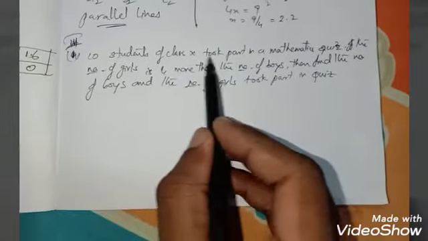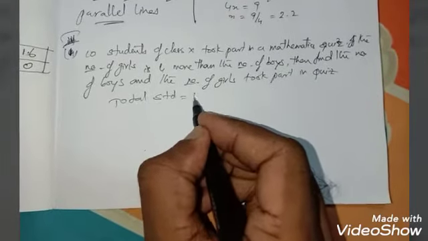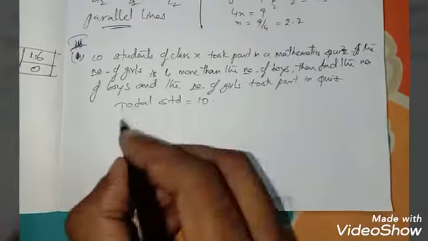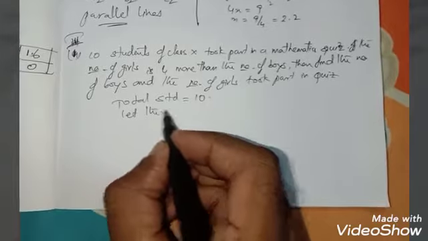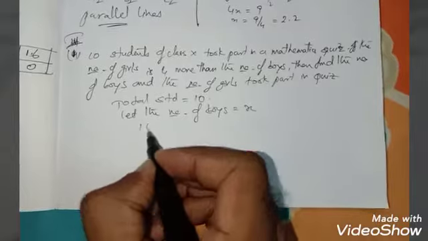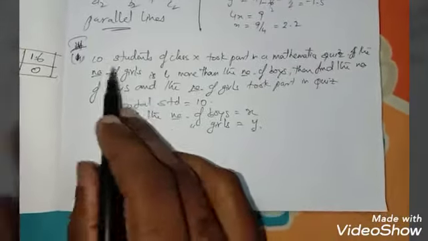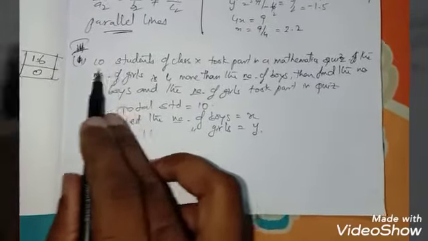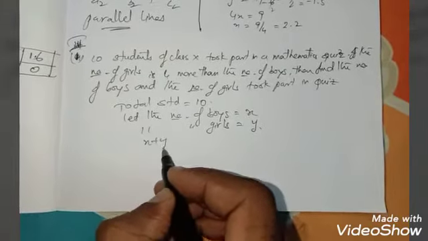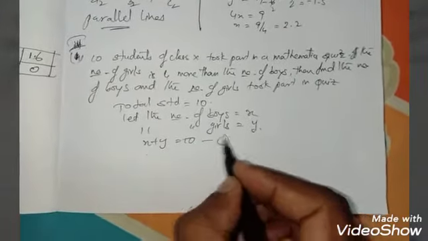Now what is given here? 10 students of class 10 means total students. So total students is equal to 10. In that total, what are the boys and girls? So we represent, let the number of boys be x and the number of girls be y. Now as per the question, 10 students of class 10 means x plus y is equal to 10, the combination of both boys and girls. So this will be the first equation for me, right?